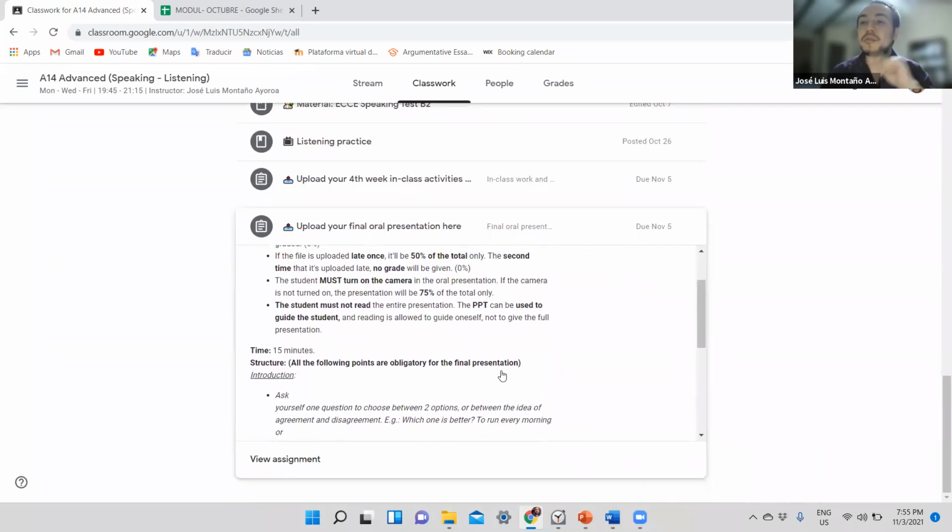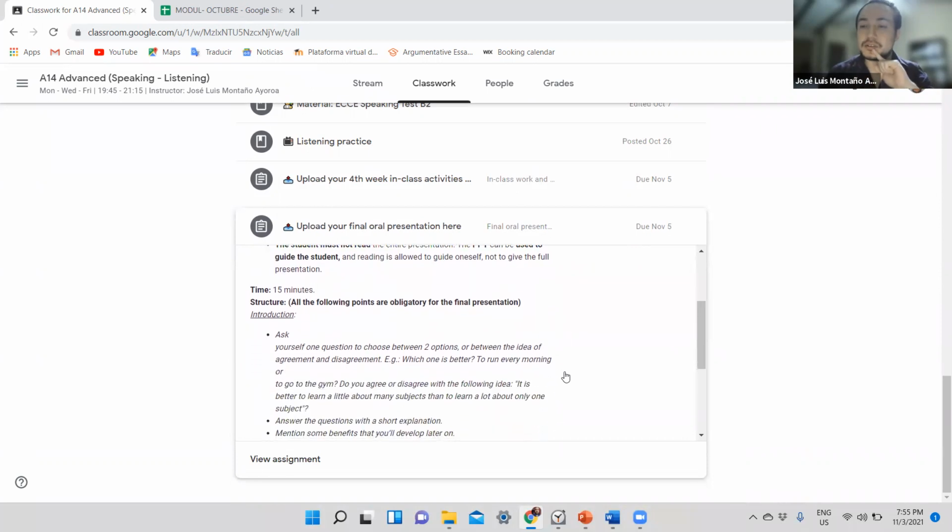First, 15 minutes. It's not 10 minutes as it was before. This one is 15 minutes. You must follow this structure because these steps are obligatory this time. Of course, for the previous oral presentation, it was also something that you needed to do. However, some of those steps were kind of optional, for example, the contrast. But here you have to follow all these steps.